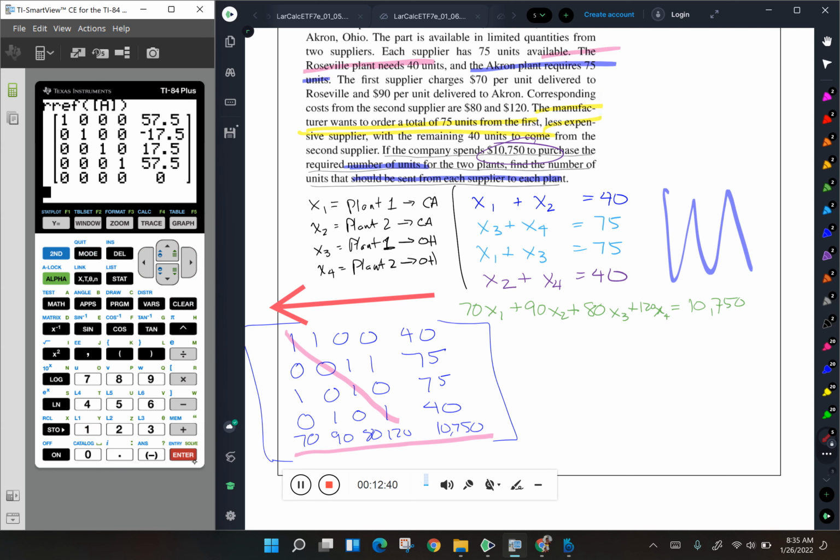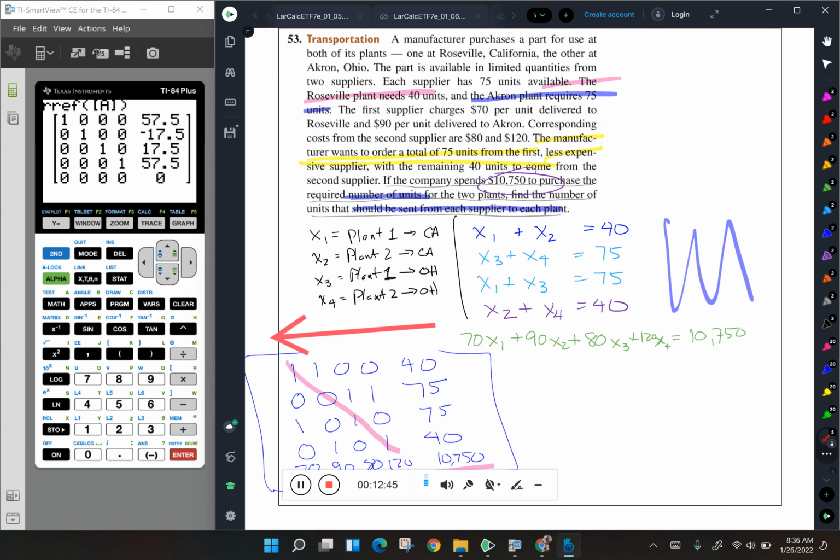Uh-oh. I'm going to try to understand that. All right, so something here doesn't make sense to me. How can the answers be decimals? So I must have made a mistake somewhere. So I'm going to go back and check my work. And I think I found my mistake. That 90 and that 120. I think my money equation is wrong. Because the problem reads that it's $70 to send to California and $90 to send to Akron. And I've got, this should be there, and that should be there.